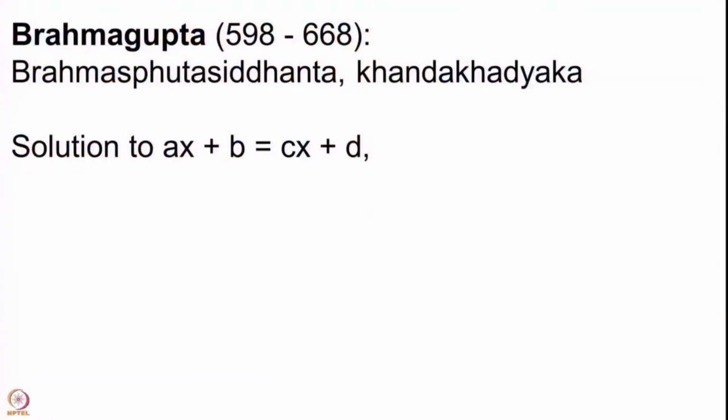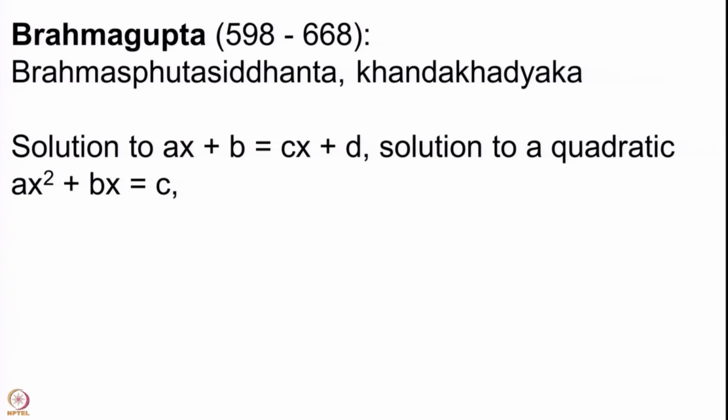Brahmagupta was well known for several things in mathematics. He is the first one who gave the solution to the general linear equation. So, he is the first one to solve ax plus b equal to cx plus d. He gave a method to solve this equation. He is also the first one who described the solution to the quadratic equation ax squared plus bx equal to c.